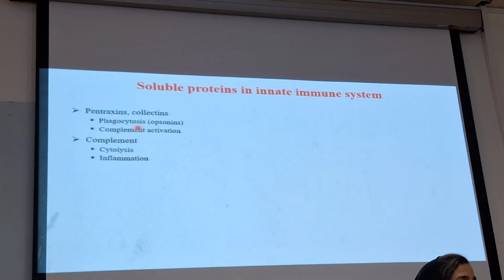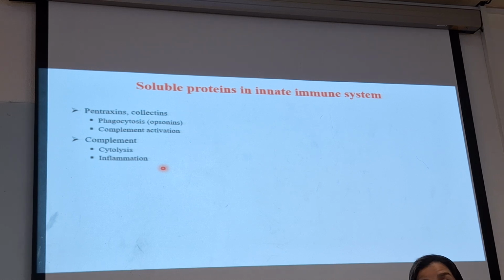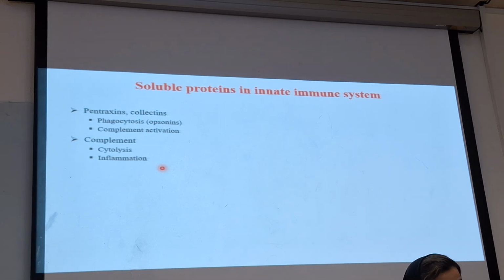Okay, and these complement as soluble proteins in our serum lead to cytolysis, and also as a result of complement activation, a lot of pro-inflammatory cytokines are produced, and these cytokines, these chemokines, lead to recruitment of innate immune cells and lead to inflammation.